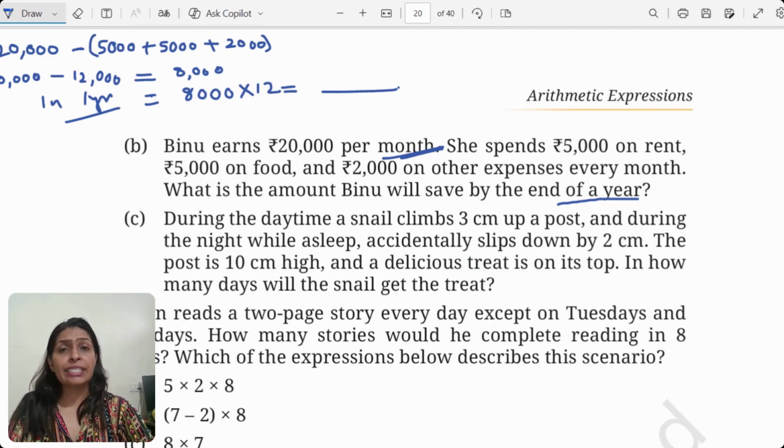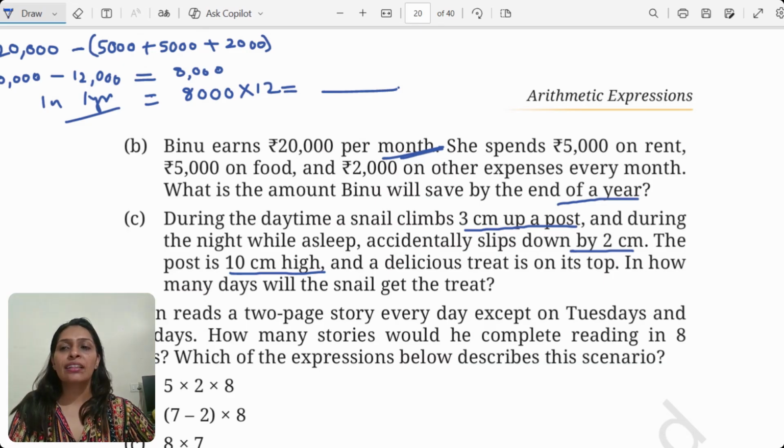Moving ahead with question number C now. During the daytime, a snail climbs 3 centimeter up a post. And during the night, while asleep, it accidentally slips down by 2 centimeter. Oh, poor snail, right? The post is 10 centimeter high and a delicious treat is on the top. In how many days will the snail reach and get the treat? So just imagine it. We will understand this with the help of a picture.